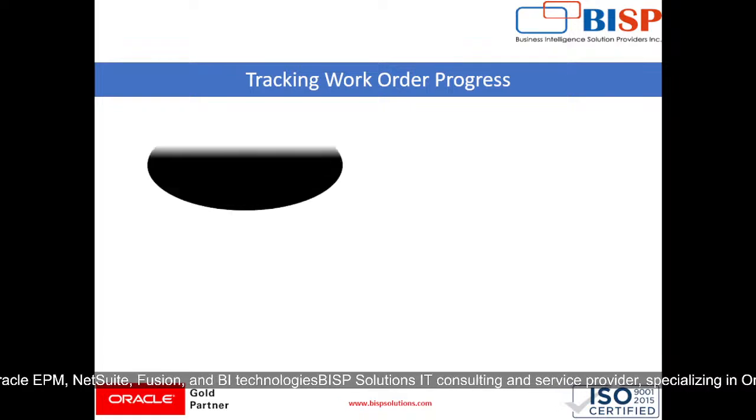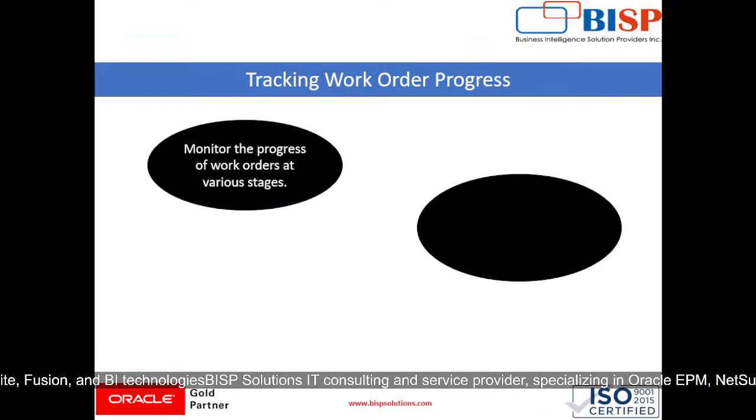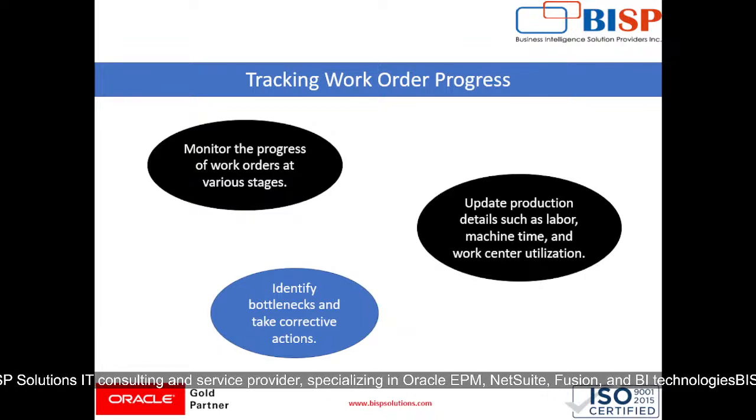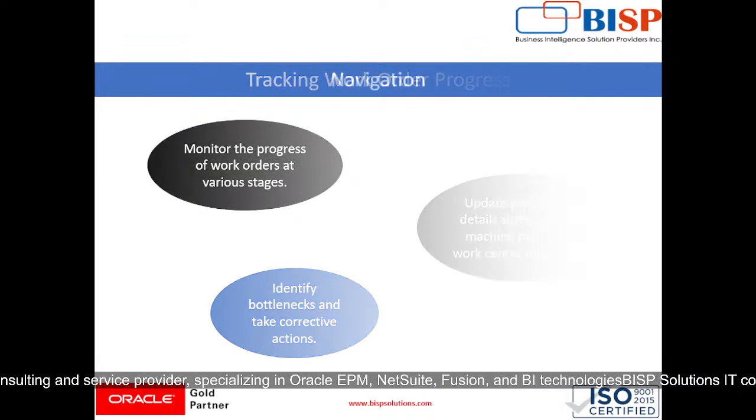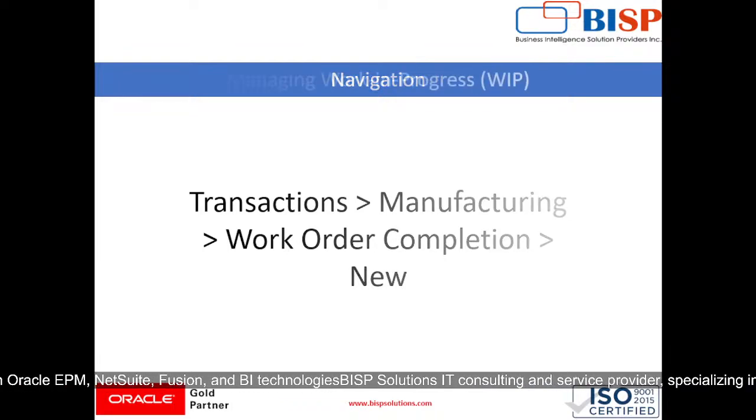Then comes tracking work order progress. We have to monitor the progress of work orders at various stages and update production details such as labor, machine time, and work center utilization, and we have to identify bottlenecks and take corrective actions for the same. Navigation involves transactions. Under transaction, manufacturing is there. Under manufacturing, work order completion is there, where we can click on the new option.